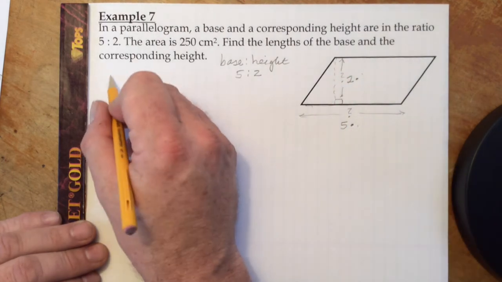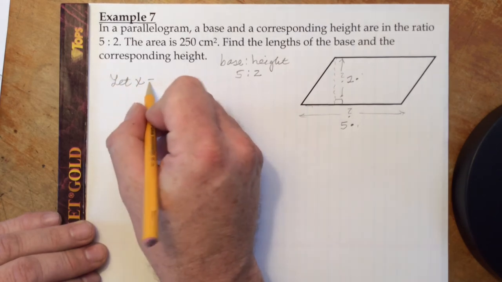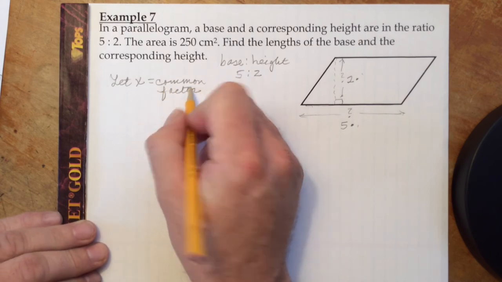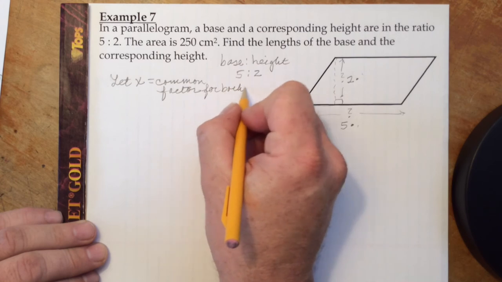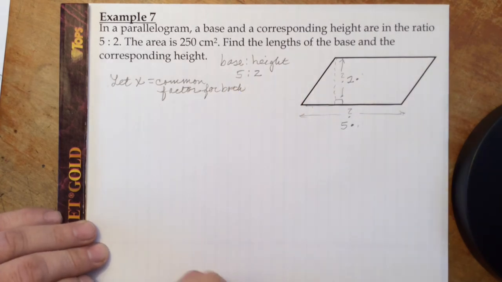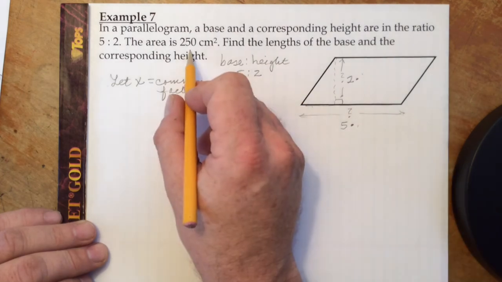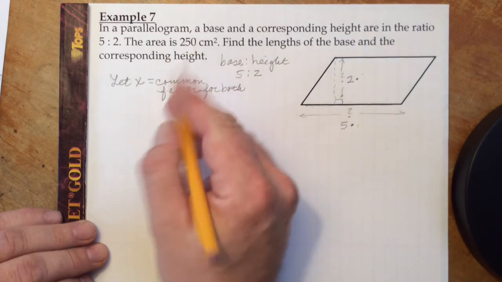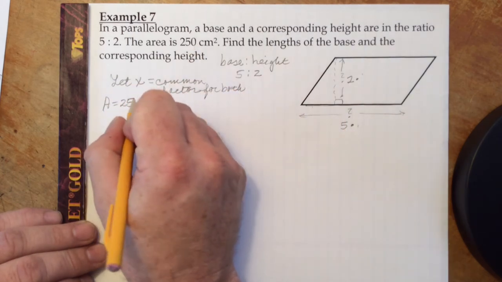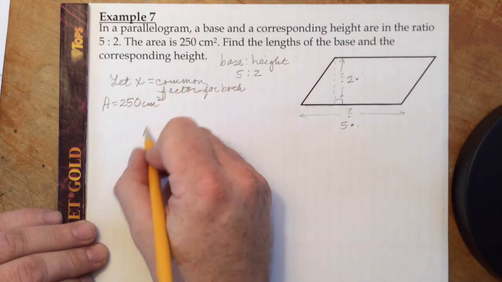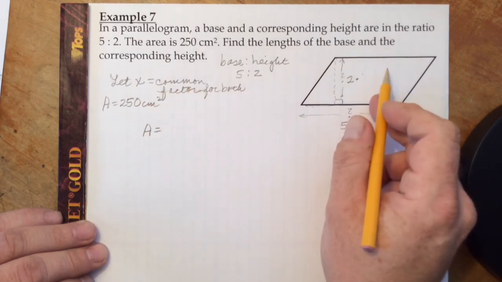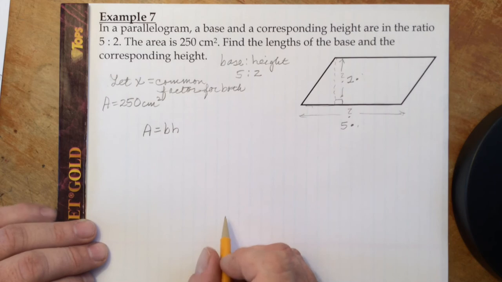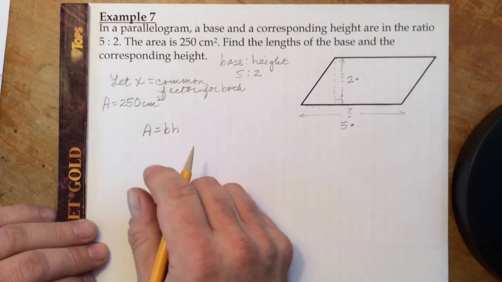So first, we let x, some variable, equal a common factor for both. We were given the area, which is 250 square centimeters. They're wanting us to find the lengths of base and height. So since we have the area, 250 square centimeters, we will use the area formula for a parallelogram, which is base times height. Be careful, if you're using a triangle, don't forget the 1/2. This is a parallelogram, so it's just base times height.